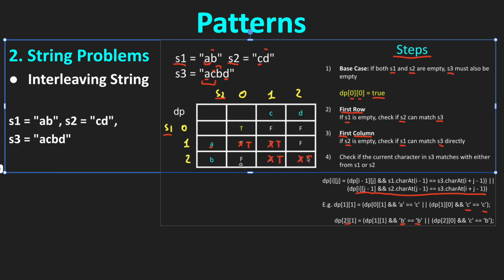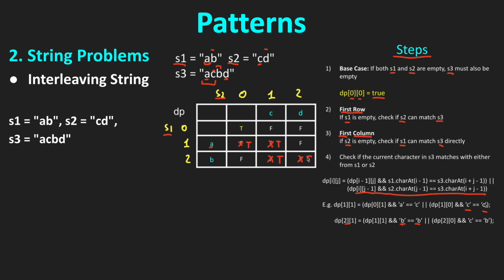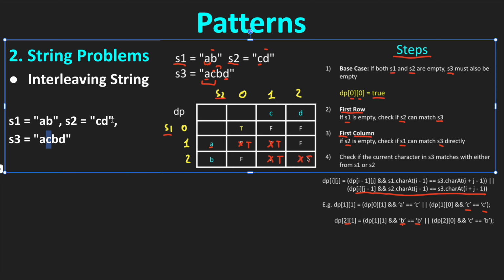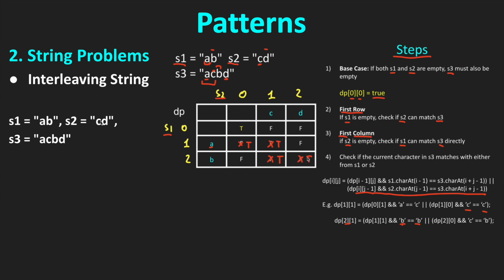So for 1 and 1, for this to be true, we are checking either one of them. Either A is equal to C, or C is equal to C. C is equal to C in this case. It means that, for this to make sense, 0 and 1 and the 1 and 0 should also be true.